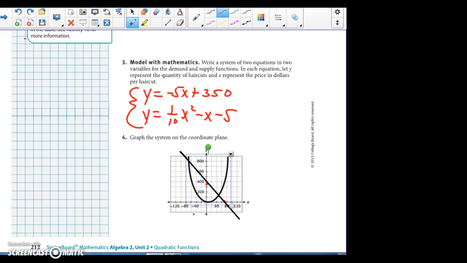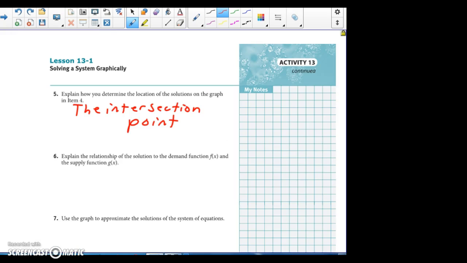Now look at the next question. I'm going to change the screen for a second. Number 5: Explain how you would determine the location of the solutions of the graph in item 4. Once again, just by looking at it, how would you know where the solutions to this problem are? Where the 2 graphs intersect. Exactly.